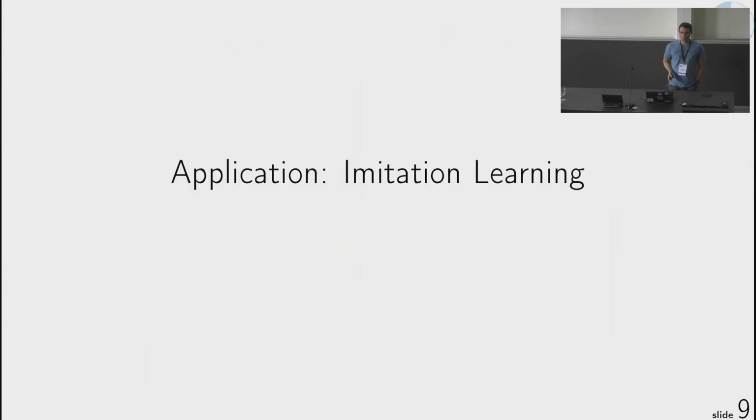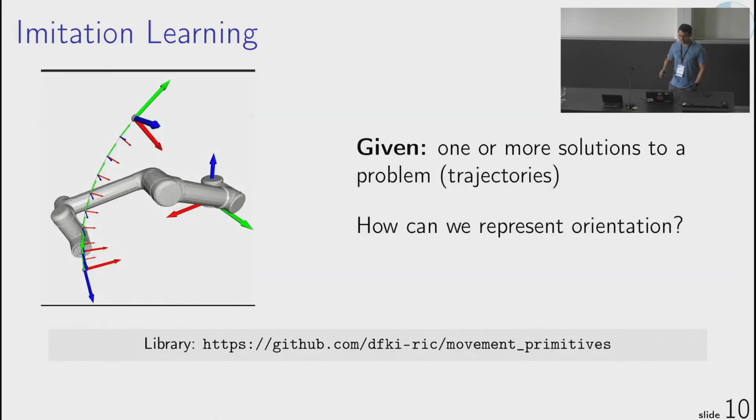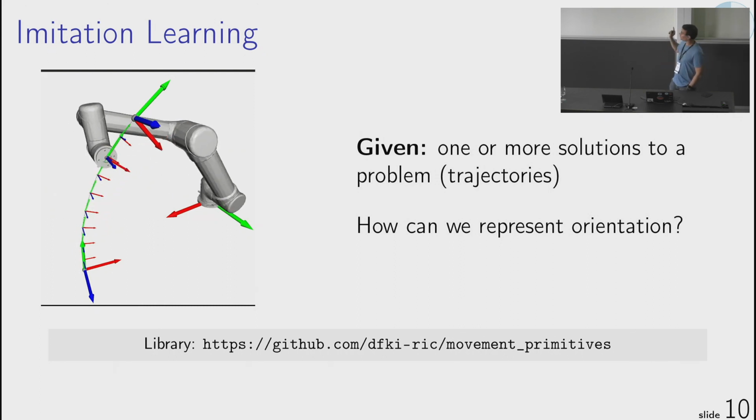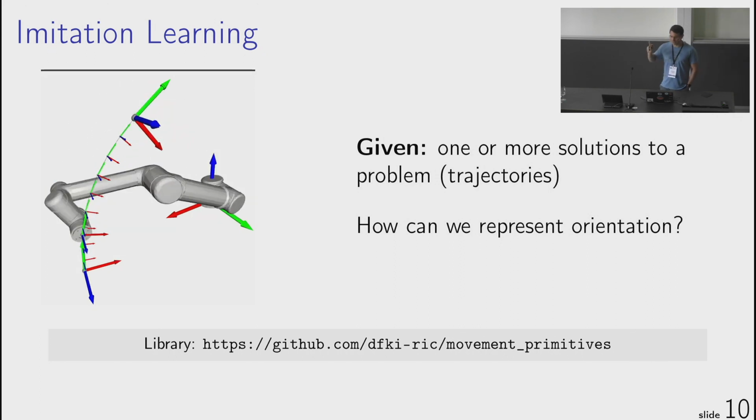Now, how do we actually use the data? Here's another application that I wanted to introduce, and also to highlight a bit the problems that you have to deal with when you work with 3D orientations. To simplify the problem a bit, here we only have one trajectory, and we want to use imitation learning, so some form of machine learning.